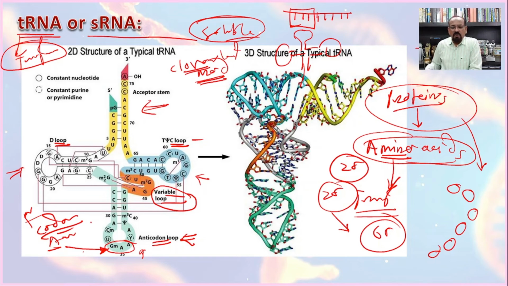And on the basis of this particular sequence of anticodon, there is an acceptor stem where the amino acid gets attached. That is known as amino acylation. So there are 20 amino acids in living organisms, so there will be a need for 20 different tRNA molecules to carry these amino acids.